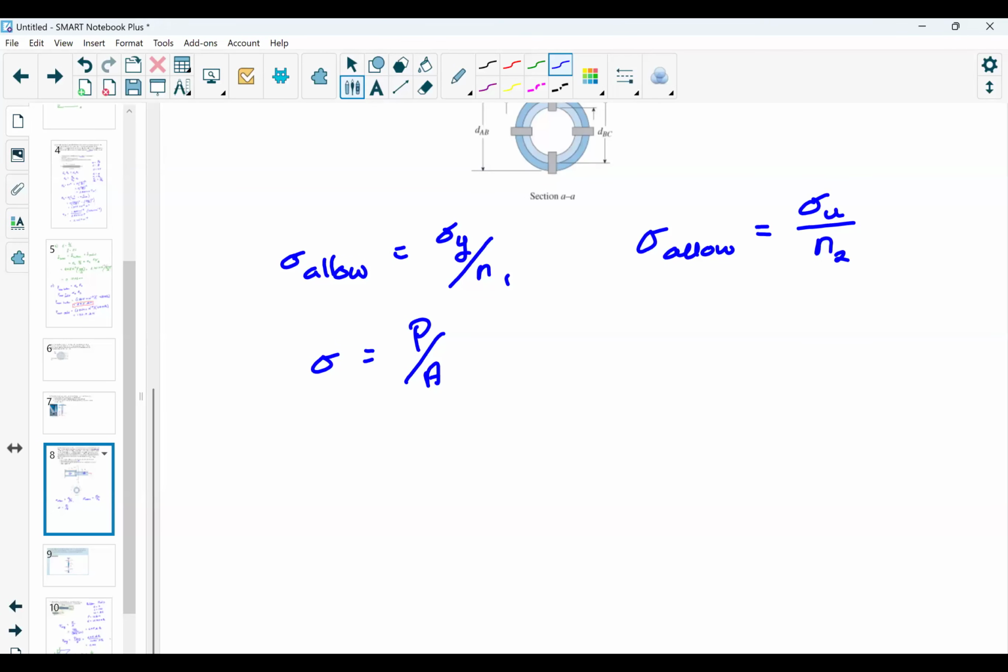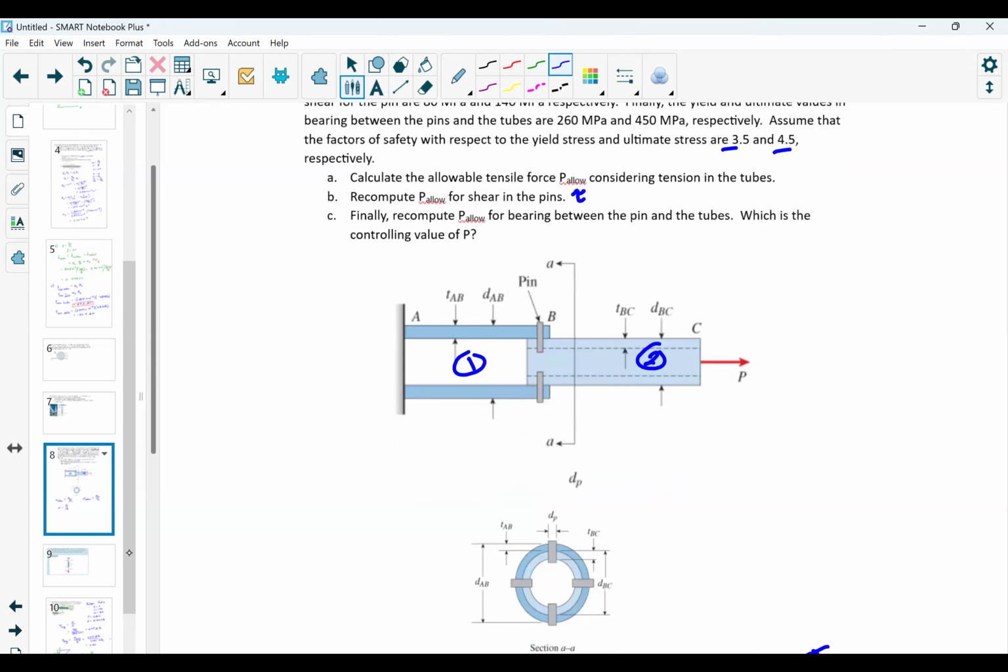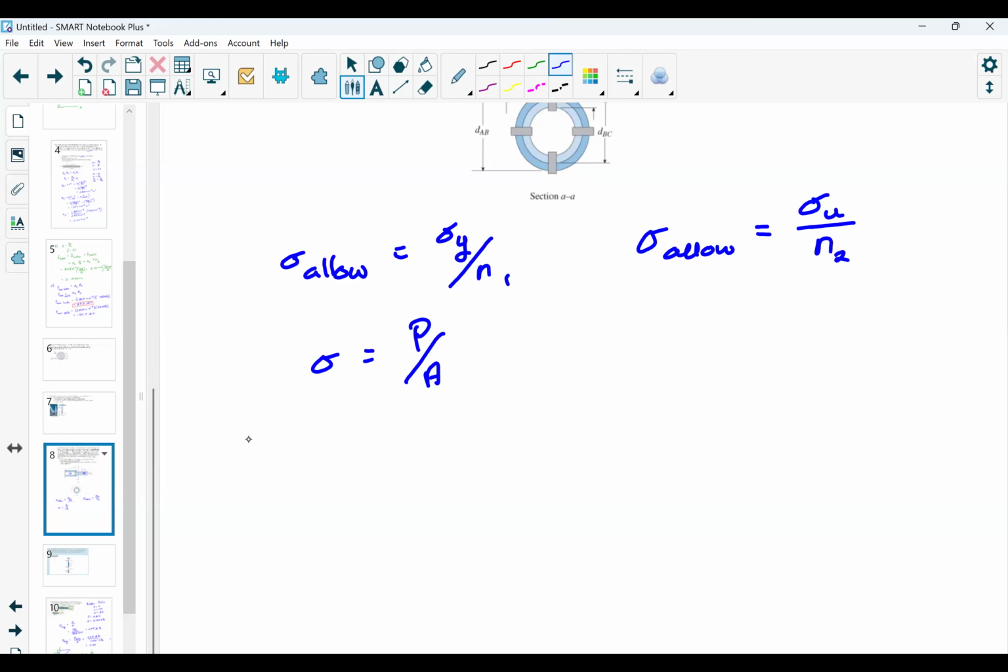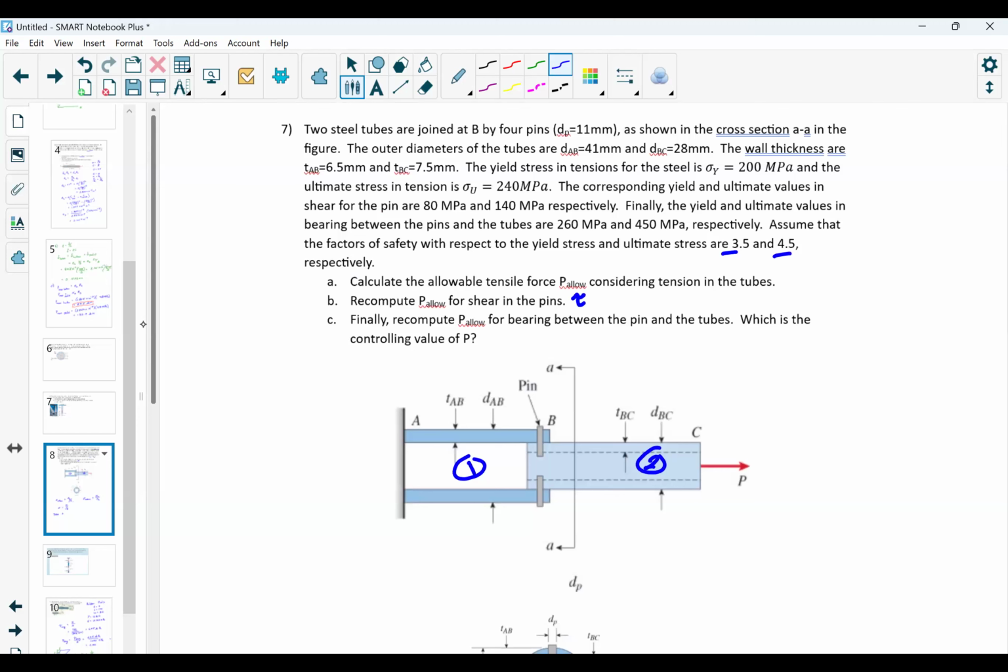All right, so let's go ahead and figure out what is going on with all of these numbers up here. Let's break it down. So we have a tube, and the first tube we have is, I was going to call it AB, but hang on.